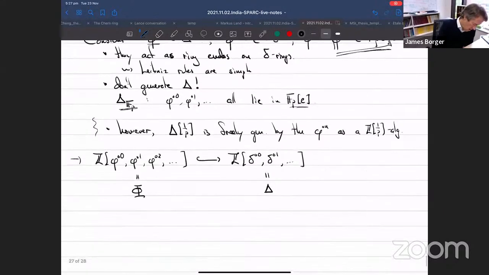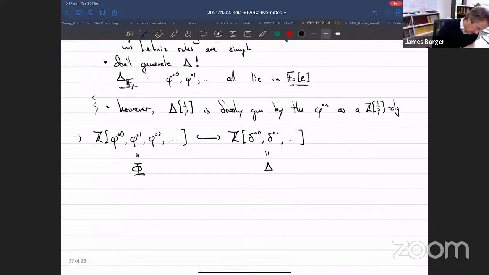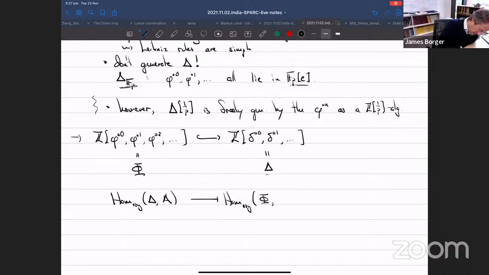And now we can look at the functors. The homs from delta is the Witt vector functor, right? So this gives a map. We have ring homomorphisms from delta to a general ring A, which then map to ring homomorphisms from Phi to a general ring A, just by precomposition.